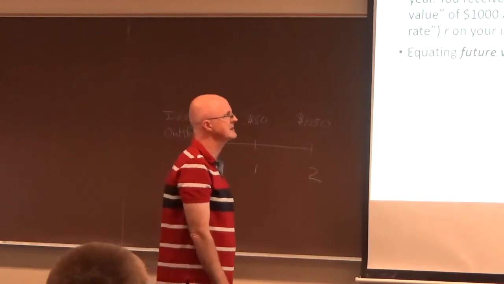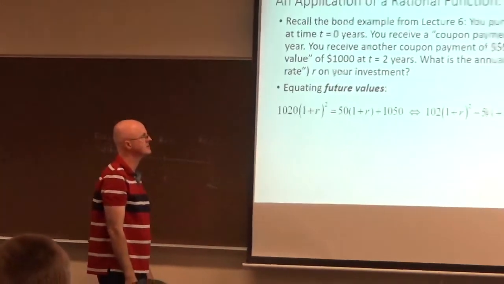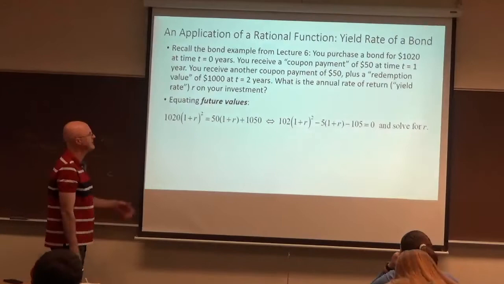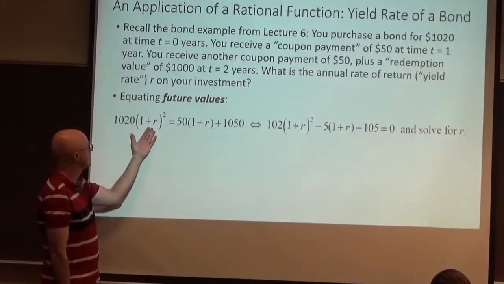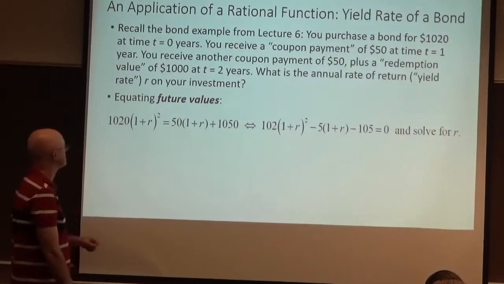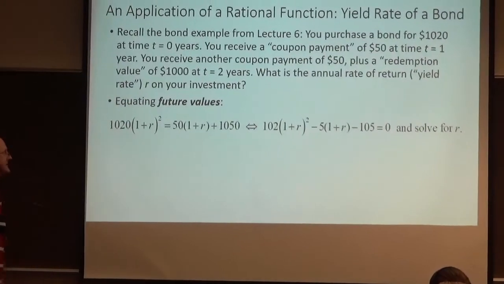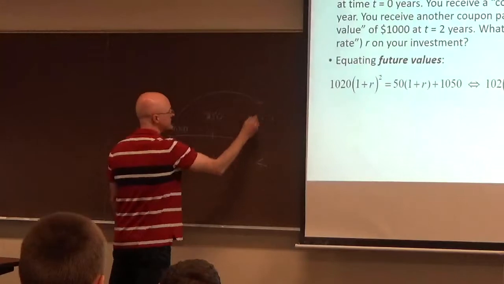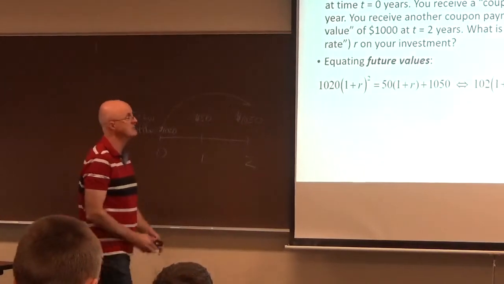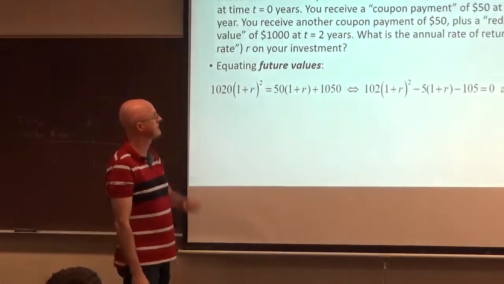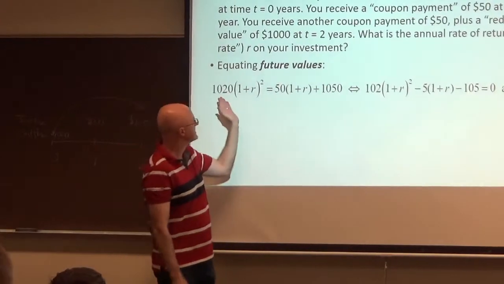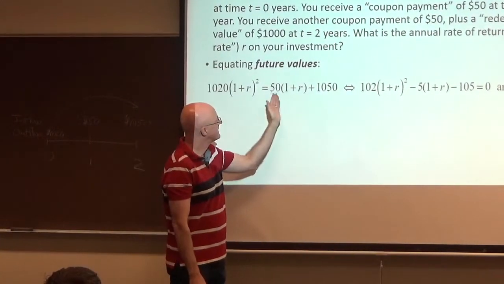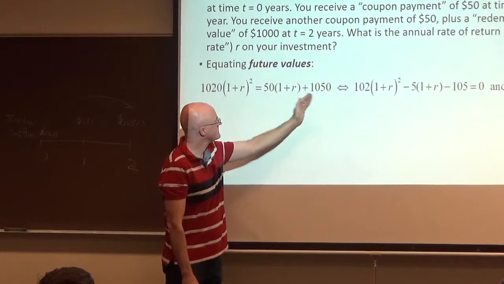And I said it's related to the idea of compound interest and the compound interest formula. And you can solve for that unknown rate of return by equating future values, for example. This expression on the left-hand side takes this $1,020 at time 0 and pushes it forward to its future value at time 2. That's why I have 1 plus r squared here. That's your investment, that's the outflow. This is the future values of the inflows back to you.